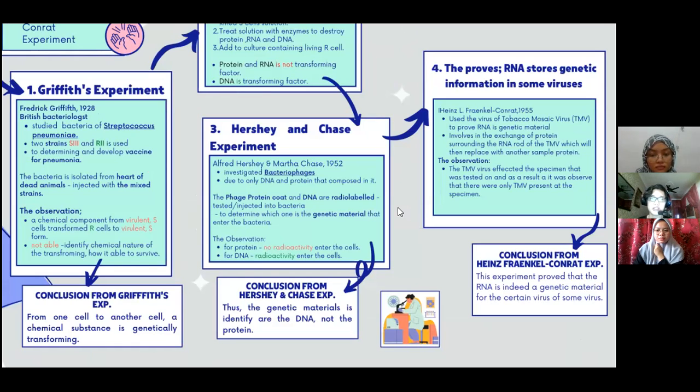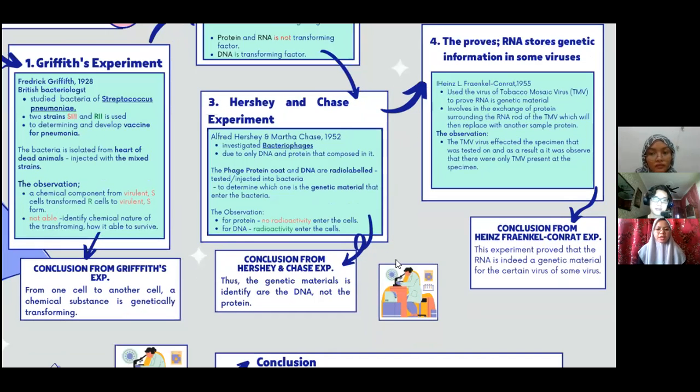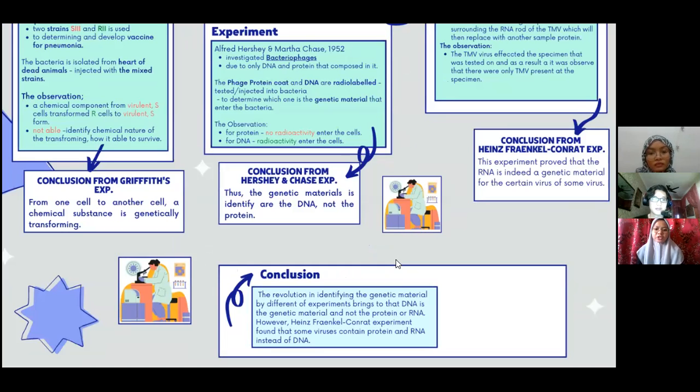From the observation, the specimens infected by the hybrid virus produced only the TMV virus that was present in the experiment. So in conclusion, the experiment proved that RNA is indeed the genetic material for certain viruses. So, in conclusion, the genetic material found in bacteria is DNA, while in some viruses, the genetic material is RNA.